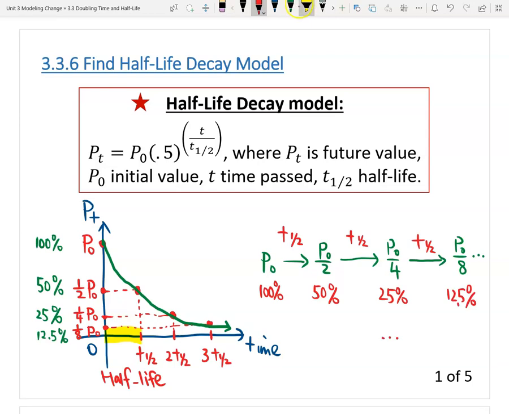Okay, so that's the definition for the half-life. And this curve, let me highlight the formula, which is this. That's the model of a half-life decay. At the end of this video, I will verify this formula. We are also going to find the relationship between this half-life decay model and the original exponential decay model. But first, we have to practice this formula.